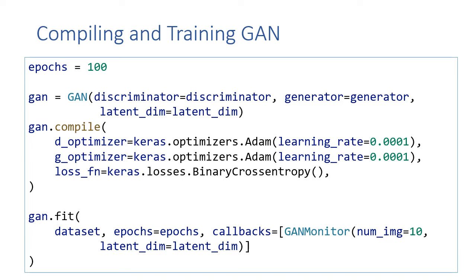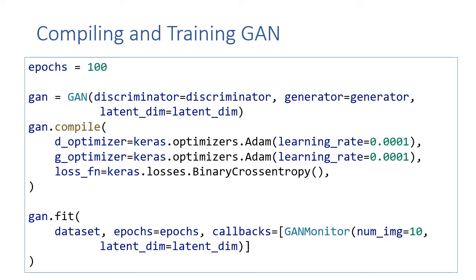Finally, let's compile and train the GAN network. We will run 100 epochs to get good enough results. And let's create the GAN instance. So we pass the discriminator and the generator networks into our GAN network, and then the predefined latent dimension. Then we compile our GAN model. We use Adam as the optimizer for both the discriminator and the generator. And we use binary cross entropy as our loss function. Finally, we call fit to train our model. We also pass the monitor, so we will generate 10 fake images after each epoch ends. And we can see how the GAN network learns to generate the fake data.